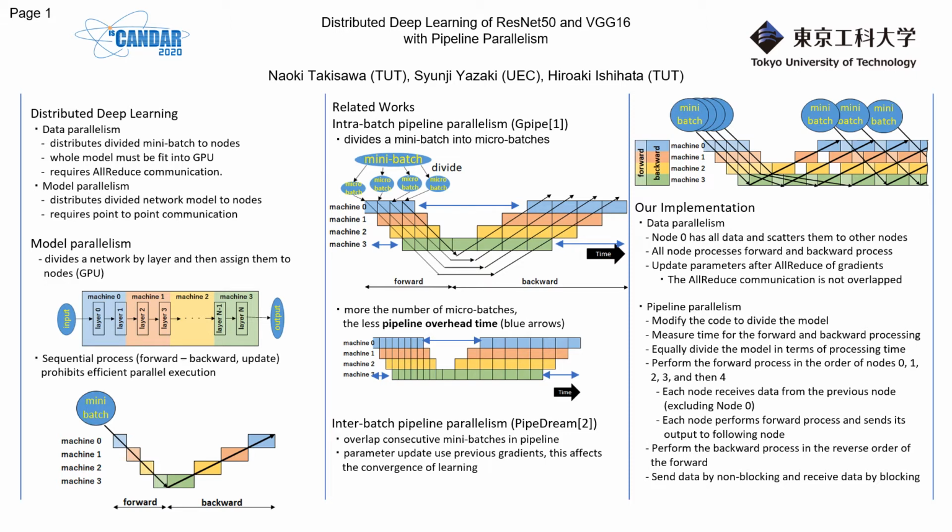However, data parallelism cannot train a large model which cannot fit into a node. Model parallelism can be used for large models, as it divides the model into several submodels and allocates them to computation nodes. In both forward and backward propagation, model parallelism requires point-to-point communication. Model parallelism is difficult to perform efficiently due to the sequential execution of forward, backward, and model parameter updates. Therefore, it is important to make model parallelism more efficient.